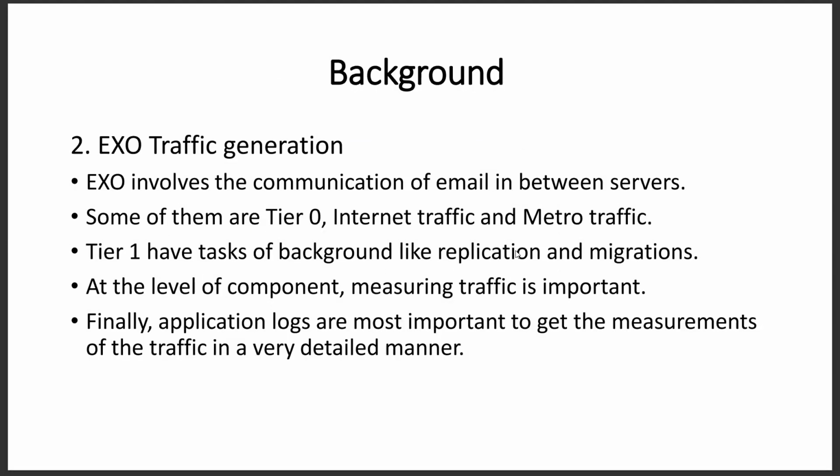Let's now understand EXO traffic generation. EXO, or Exchange Online, is a system that facilitates the communication of emails between servers. This communication involves various types of traffic, which include tier 0, internet traffic, and metro traffic. Tier 0 traffic likely refers to critical communication processes that are essential for the functioning of the system. Internet traffic pertains to emails being sent or received from external sources or networks, while metro traffic could involve emails being exchanged within a local or metropolitan network.